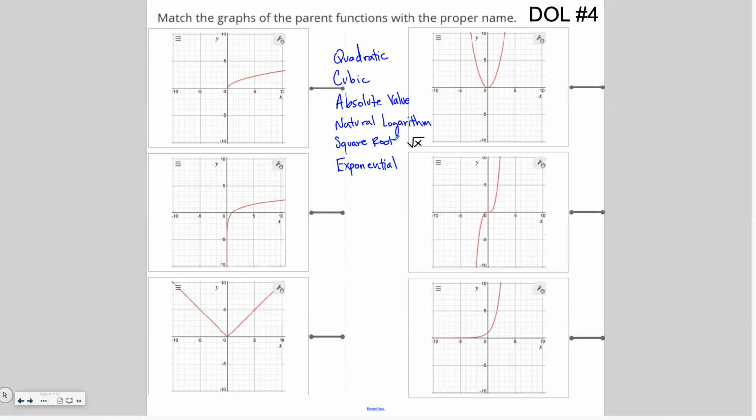The x is being natural log. The x is being absolute valued. So on and so forth. See how many you can pick off.